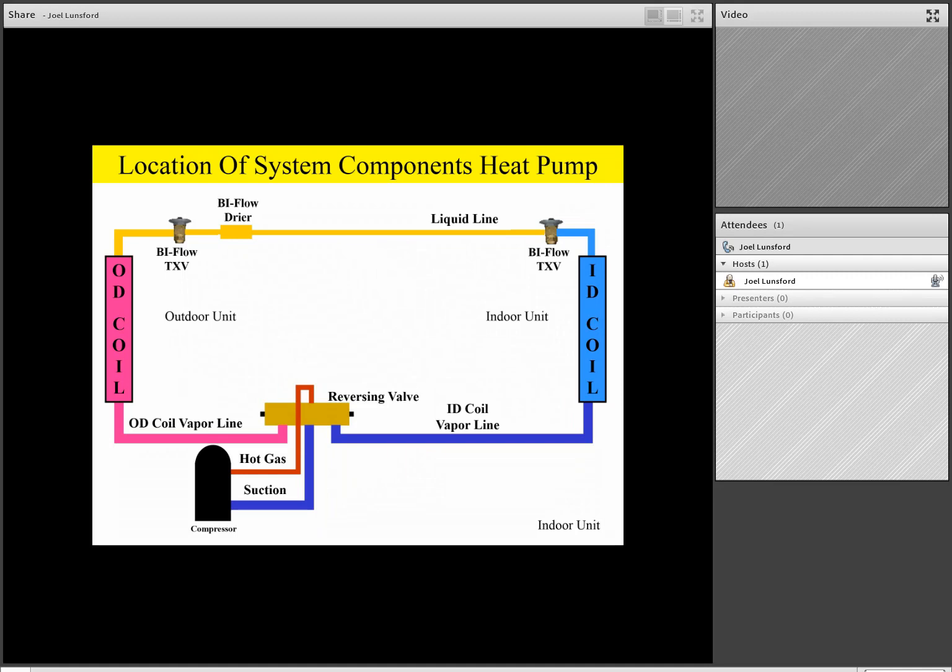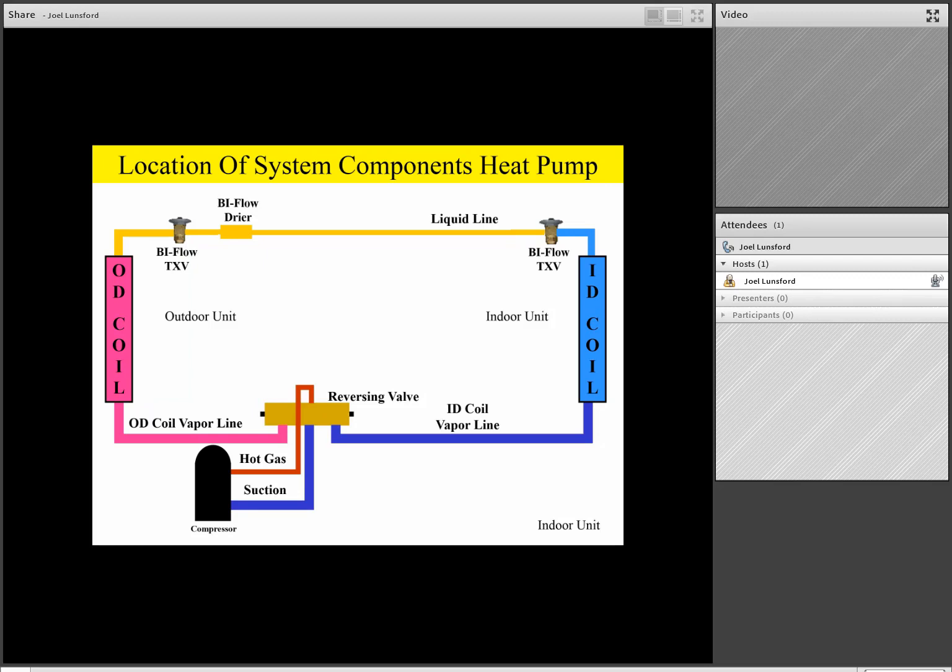Now inside the bi-flow TXV in the cooling mode of operation, its check valve circuit will be blocking the liquid from going directly into the indoor coil and forcing it through the expansion valve system and spraying that refrigerant into the indoor coil. So remember, a bi-flow TXV is designed to meter refrigerant when the liquid's coming in one direction and then allow it to flow freely in the other direction based on mode of operation.